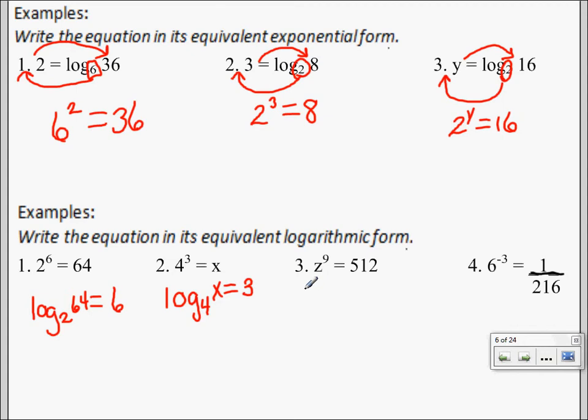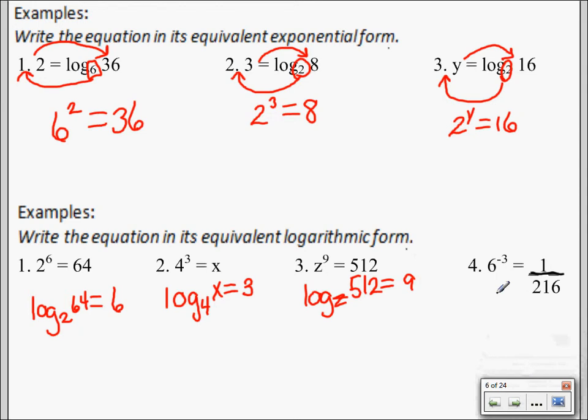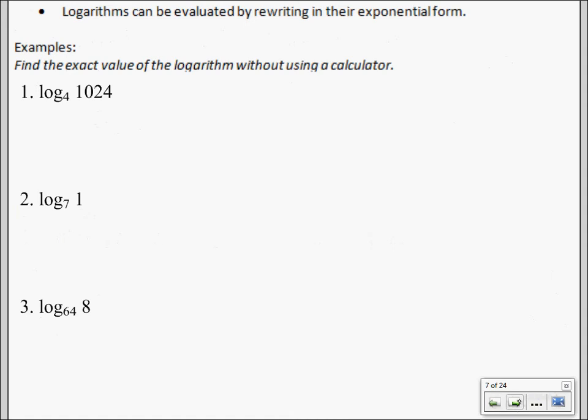With number 3, we're going to have a log base of z of 512, and then we're going to set it equal to our exponent of 9. And finally, with number 4, we're going to have a log base of 6, then the number it's going to be equal to, 1 over 216, equaling our power of negative 3.